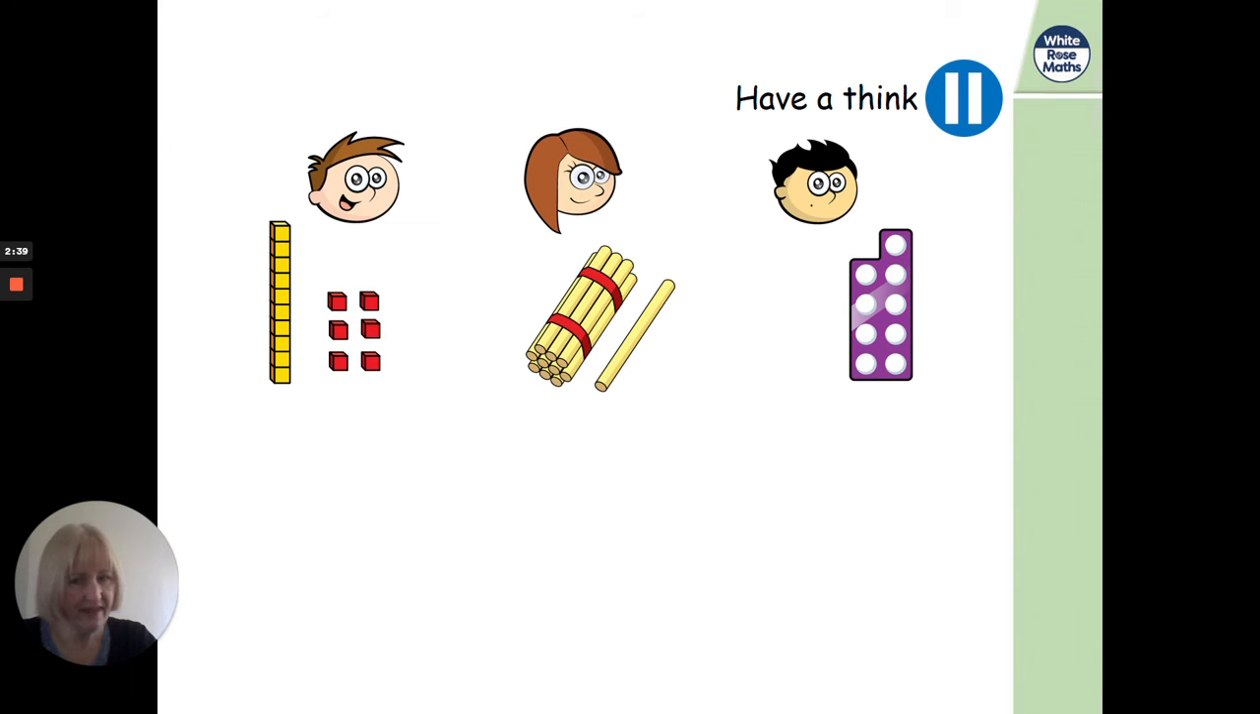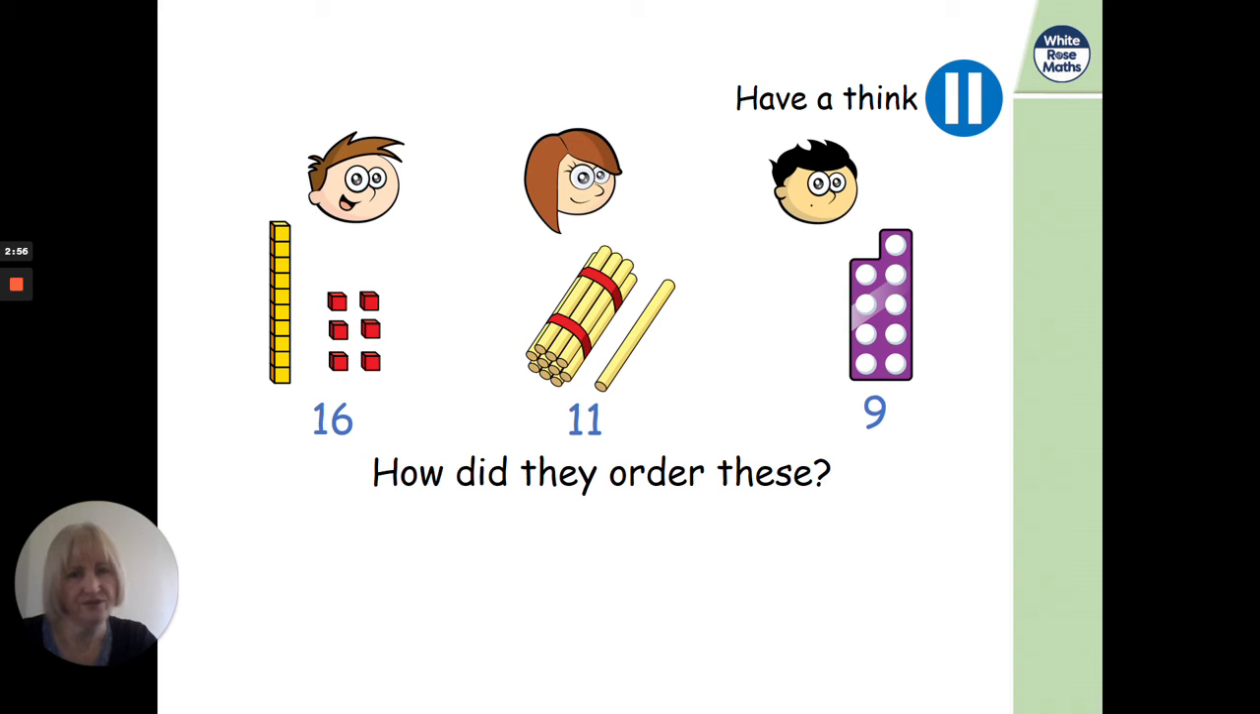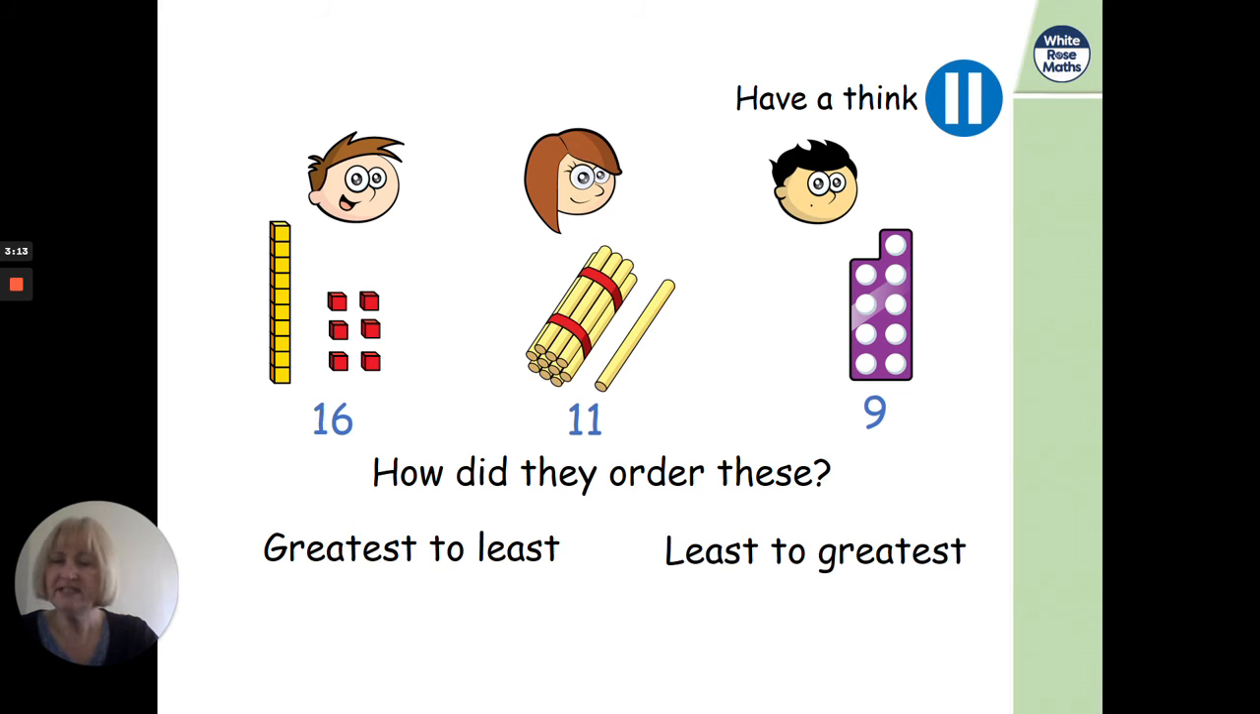Great. Have a think. We can see a tower of 10 and 6 ones, 16. A bundle of 10 and 1 more, 11. And a 9. 16, 11 and 9. How did they order these? So can you see the order? Are they getting bigger or are the numbers getting smaller? They're getting smaller, aren't they? So I think they've ordered them from the greatest to the least. Greatest to least or the least to greatest? Which is right? Greatest to least. Well done.